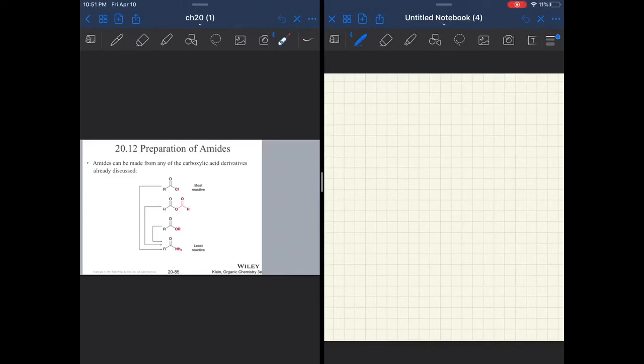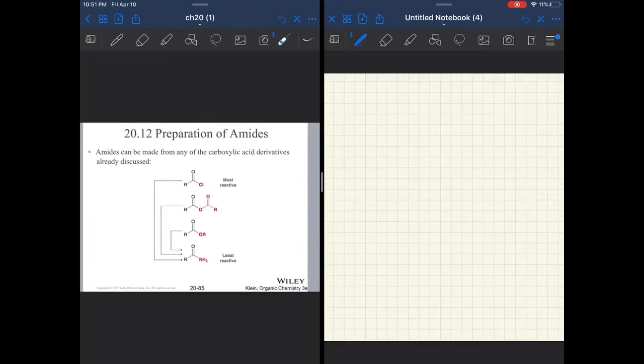Alright, this should be our 6th and final part of chapter 20. I told you this one was going to be a doozy. So we still have 2 more functional groups. We have the amides, which are appropriately at the end. They're the least reactive. We're not going to have as many reactions. And the nitriles. So let's jump in. We're looking at that amide reaction.